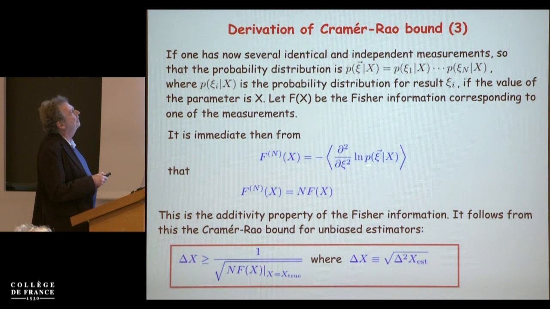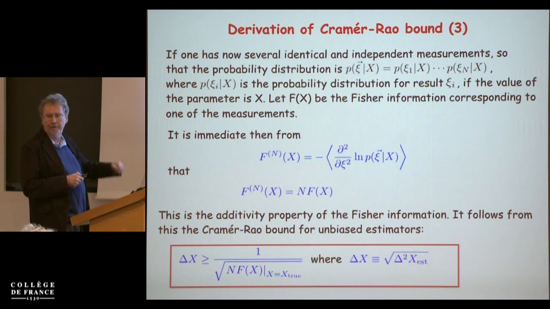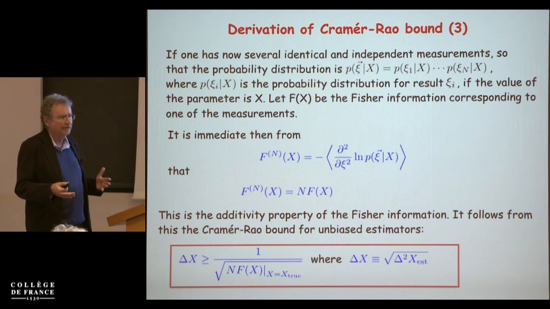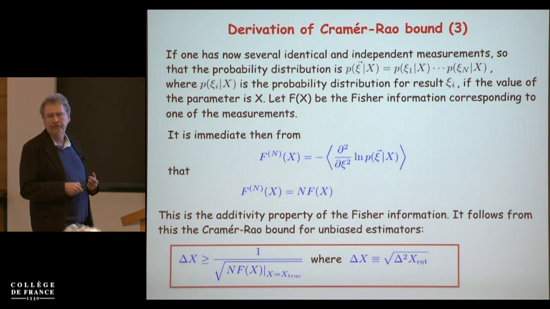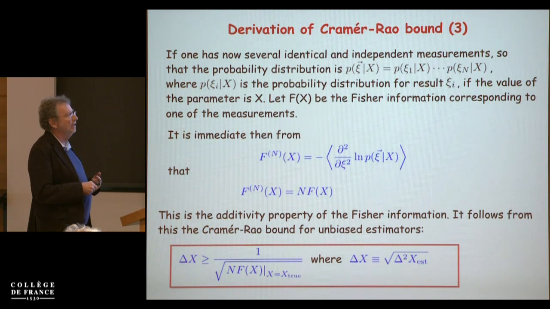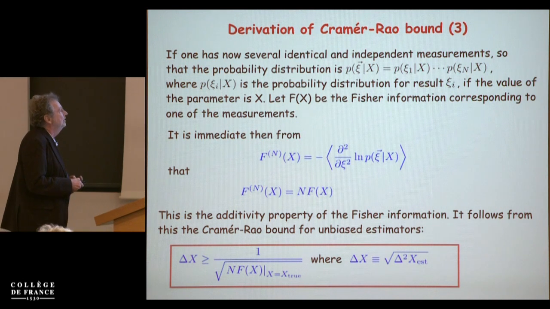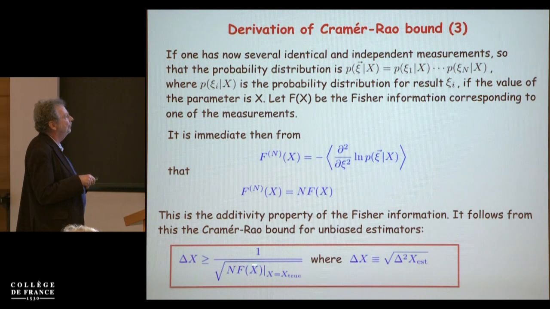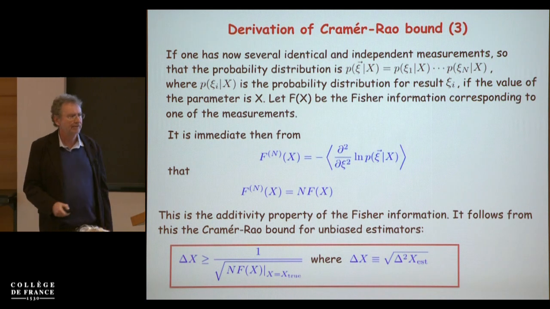So immediately you see that this gives us a sum of Fisher informations corresponding to each experimental realization. And since they are equivalent, they are identical, this is just n times the Fisher information for a single realization. So the scaling behavior comes out immediately from that. And that's what is called the additivity property of the Fisher information. And then it follows from this that the Cramér-Rao bound for unbiased estimators can be written in this way, where now we have n different assays, say.